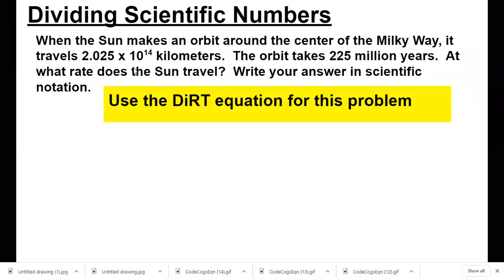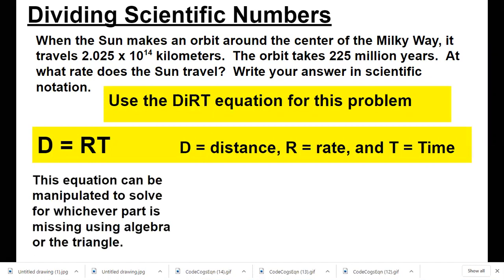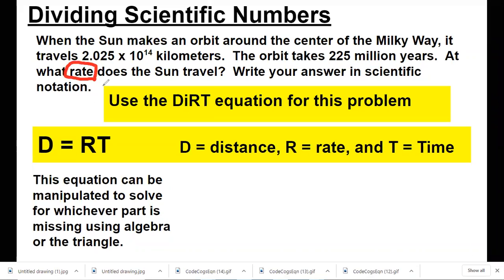We're going to use the dirt equation. D equals RT. D stands for distance, R stands for rate, and T stands for time. This equation can be manipulated to solve for whichever part is missing using algebra or the triangle. So if I were using algebra, I would get R by itself because I'm solving for rate. To get R by itself, I would divide both sides by T. And then my T's on this side would cross off. And R would equal D, distance, divided by T, time. So that's how you do it algebraically to get R.